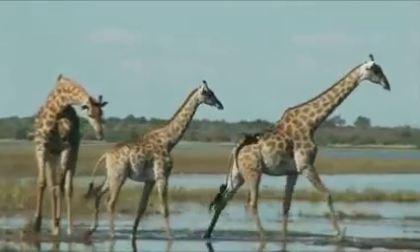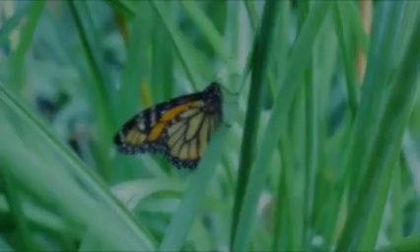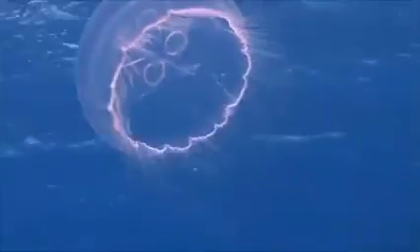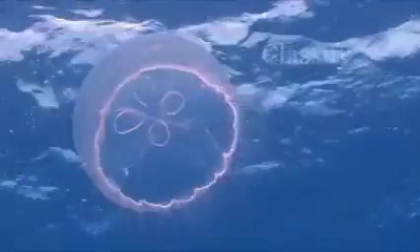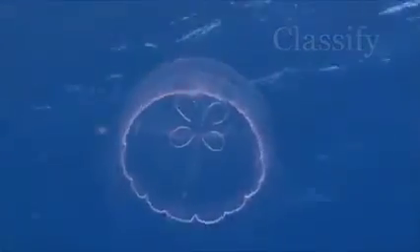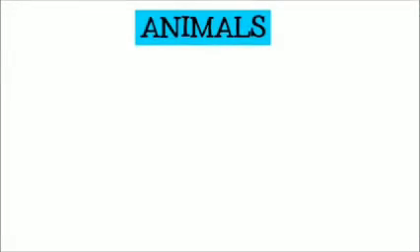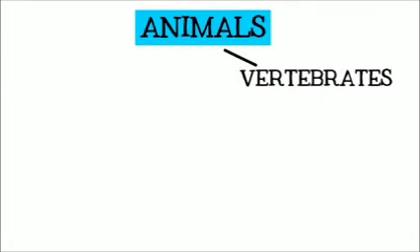Some have skeletons, and others don't. To help us understand the differences between the animals in our world, scientists classify or sort animals into different groups that share important characteristics. The two largest groups of animals are vertebrates and invertebrates.